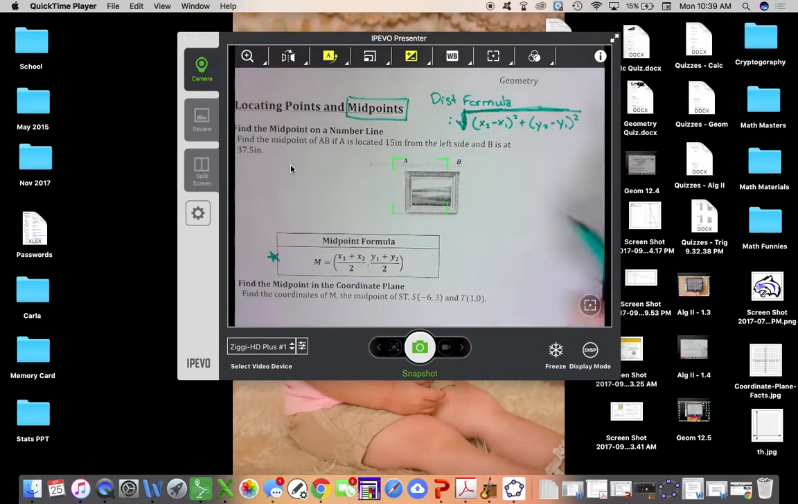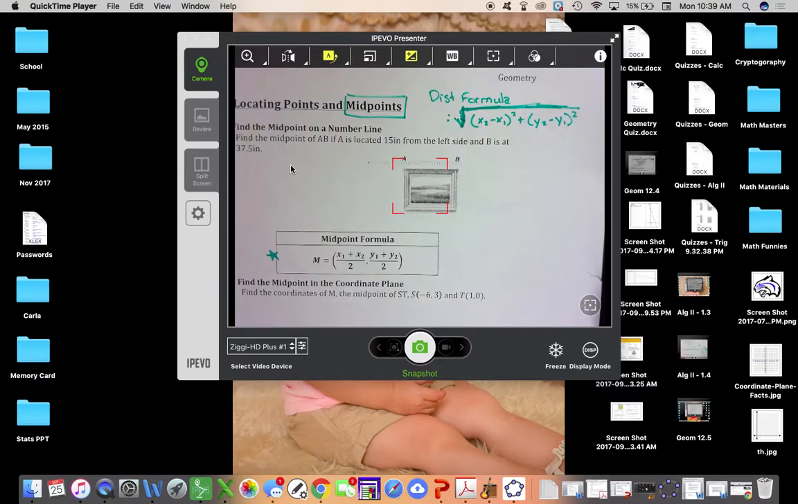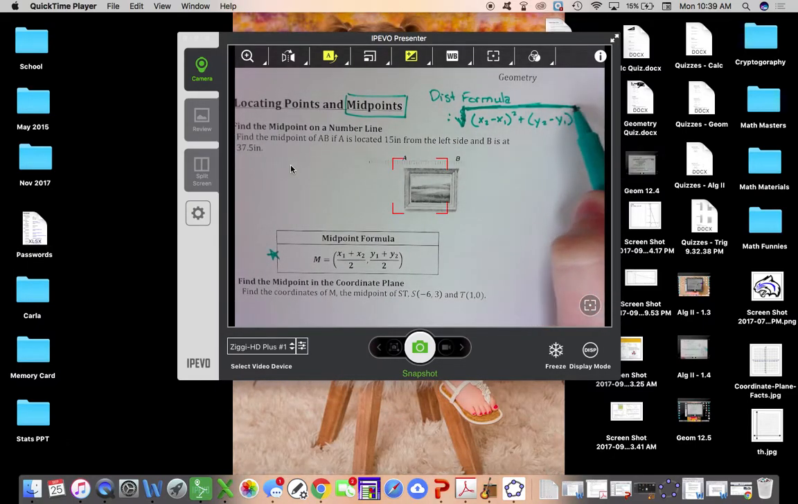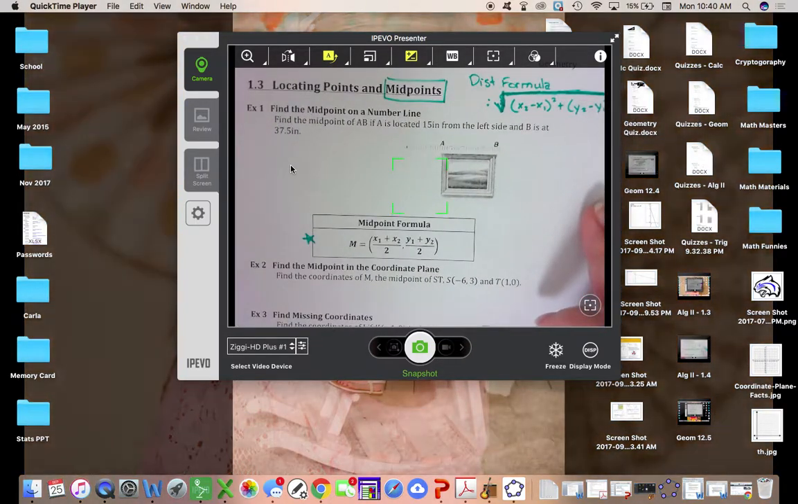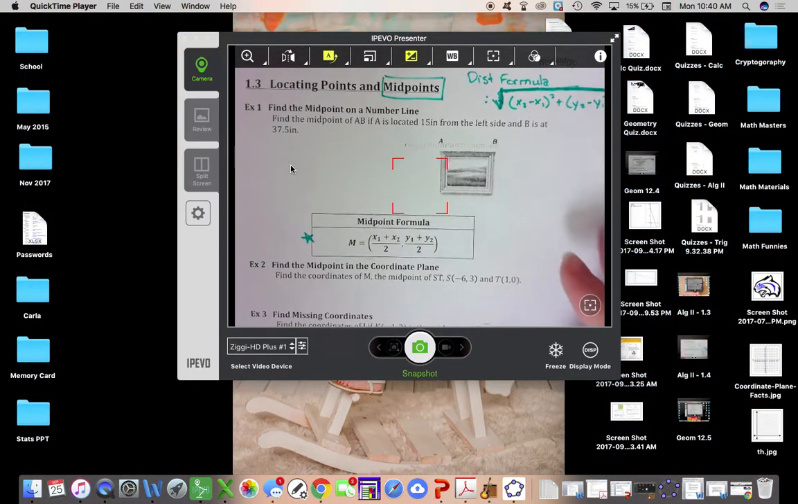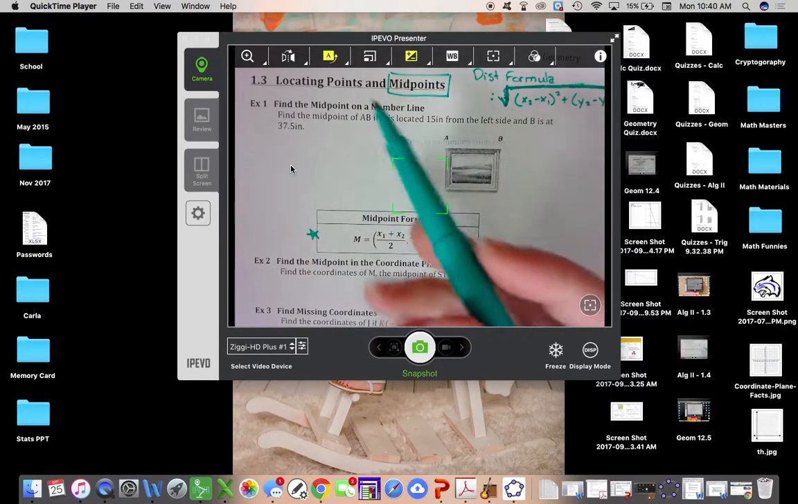So this formula and this formula, the midpoint formula, those two you will be quizzed over tomorrow. I will expect you to have those memorized. So commit those to memory today. Make sure you have those memorized for tomorrow. All right. So this was distance formula. This was yesterday. Today we're going to be talking about midpoint.